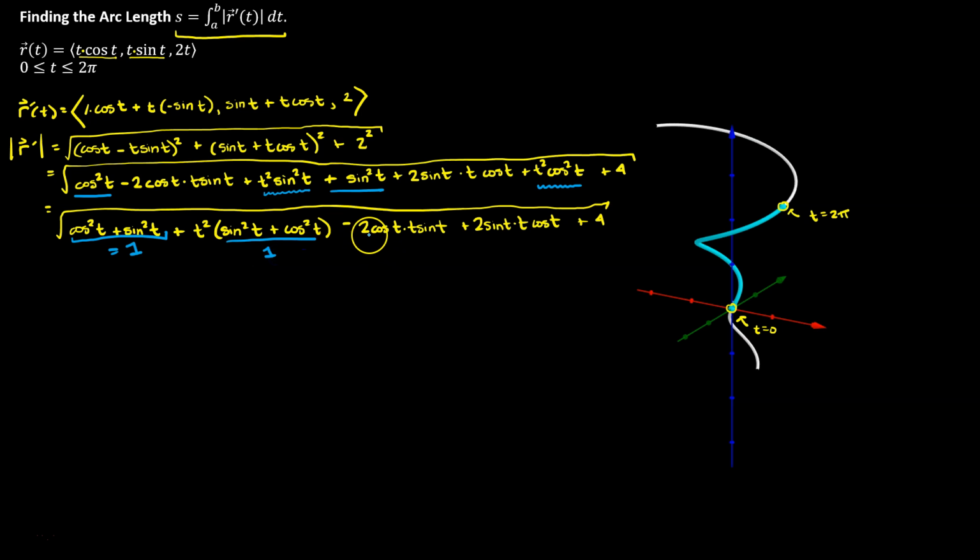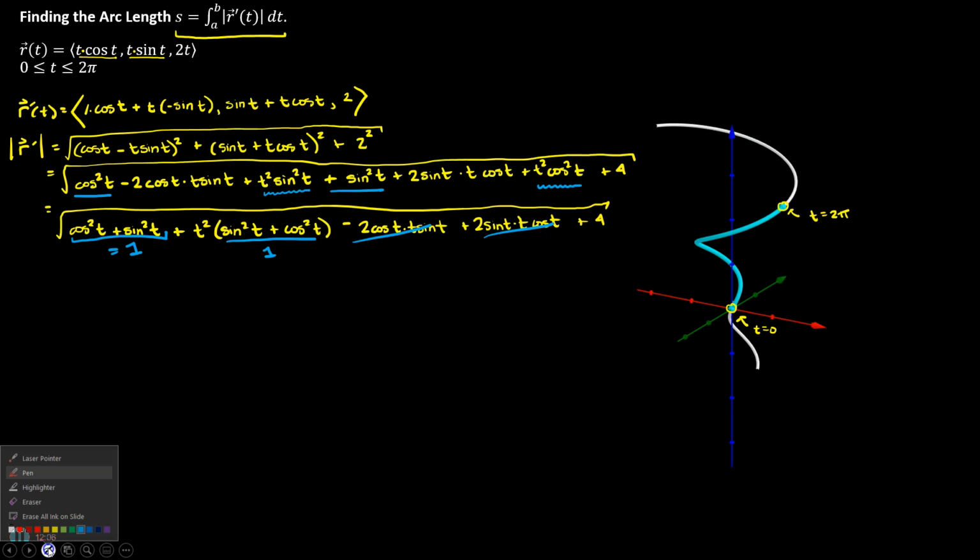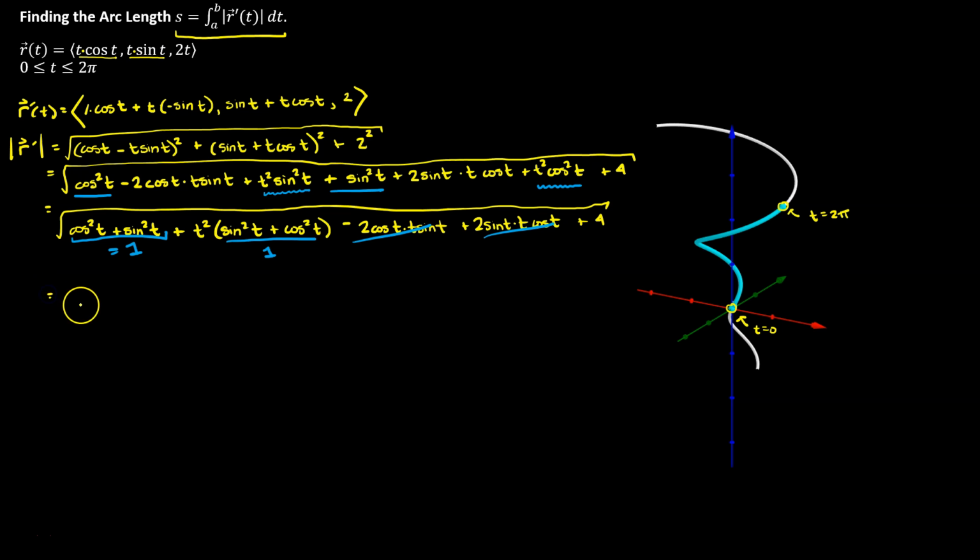Also, I have a negative 2 cosine t times t sine t, plus a 2 sine t times t cosine t. Those two terms have all the same factors, but they are opposite signs, so they add together to be 0. So this square root function actually simplifies quite nicely. I have a 1 plus a 4, so that's 5, and then I have plus t squared. So this is the magnitude of the first derivative, the thing that we have to integrate.